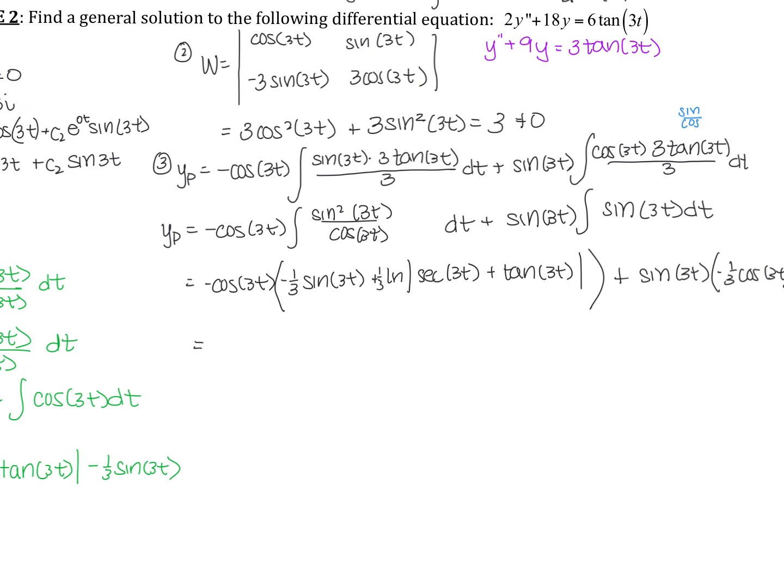So then this particular solution really is just taking this negative cosine of 3t divided by 3 times the natural log of the absolute value of the secant of 3t plus the tangent of 3t. And that is that particular solution. We did all that work, and that is only the particular solution, so I would need to then add it to my complementary solution to make the general solution. So the general solution would be this solution added to my complementary solution that we had up here.